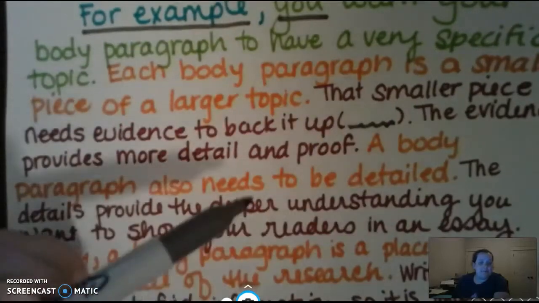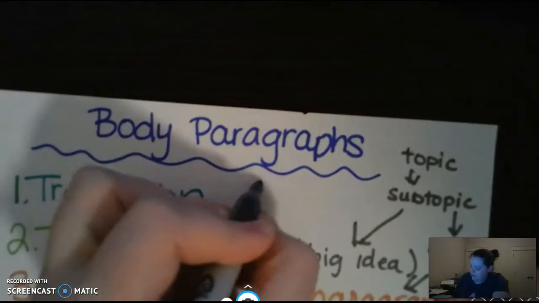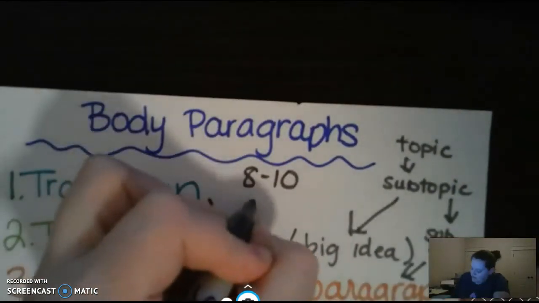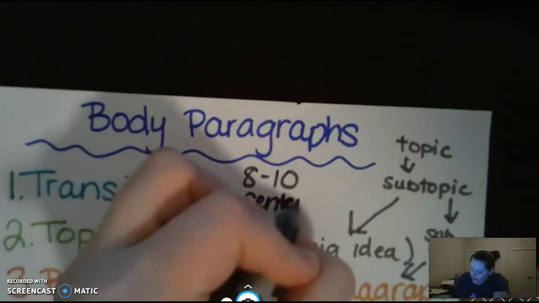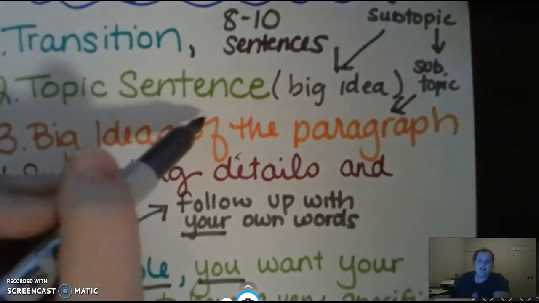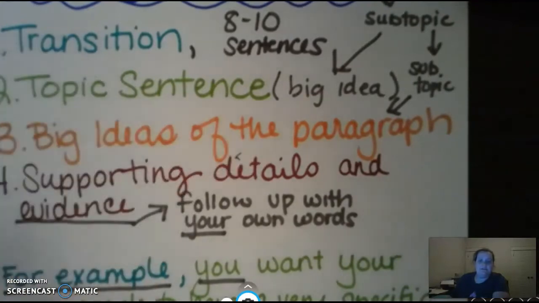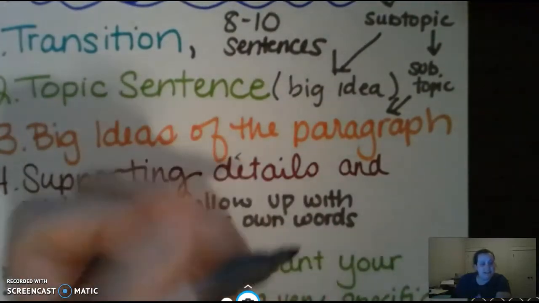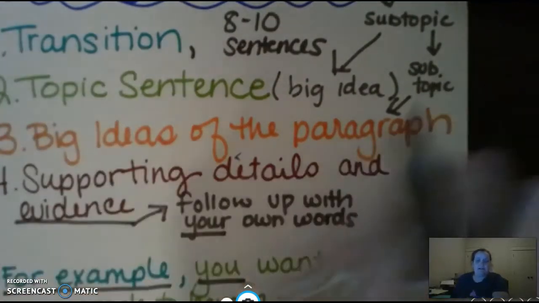Okay, your body paragraph is probably going to be anywhere from 8 to 10 sentences. If it gets much larger than that, you might need to look at breaking it up. If it's really short, you may not have enough information to fill that paragraph. So again, you're going to do transition, your topic sentence, which is what the overall paragraph is about. You're going to have big ideas, and you're going to have supporting details in that body paragraph.